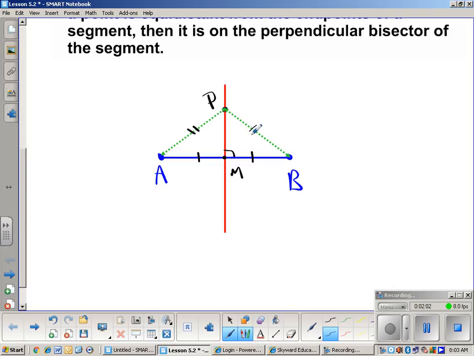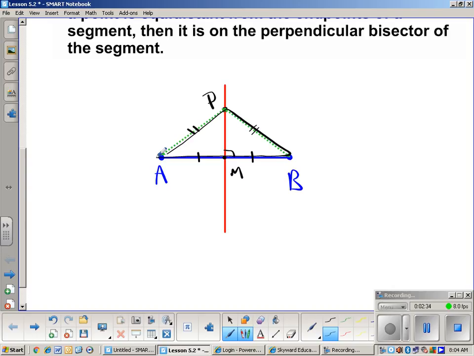So a few days ago we learned about isosceles triangles and all the special things that go with them. Now this perpendicular bisector theorem is saying that anytime I know I have a perpendicular bisector to a segment, then any point I pick on that perpendicular bisector is always going to be equidistant away. So we're always creating isosceles triangles.